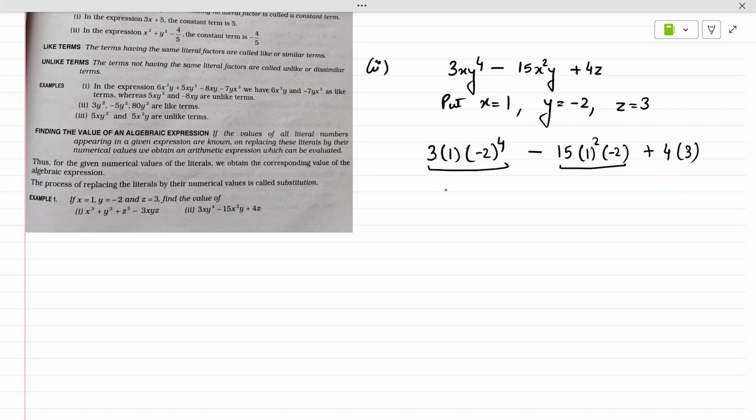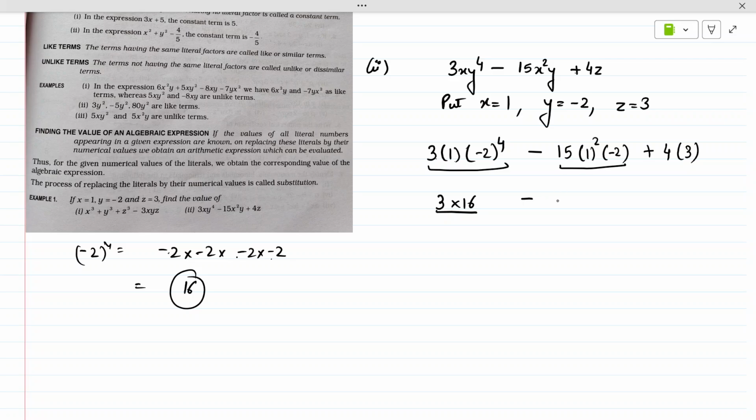We have 3 into 1, 3, and then here we have minus 2 raised to the power 4. So minus 2 raised to the power 4, again I am telling you, this is 4 times minus 2 multiplied together. So this will give us 16, because minus into minus is plus, plus into minus is minus, and minus into minus again is plus. So we will get 16 here. So we have 3 into 16 here.